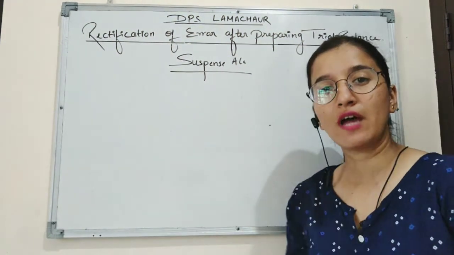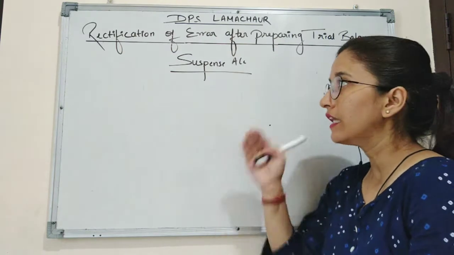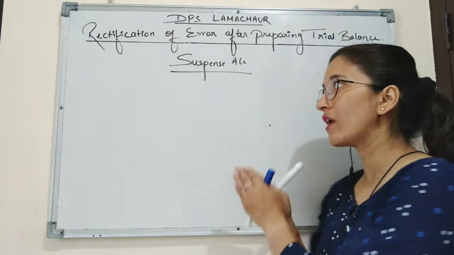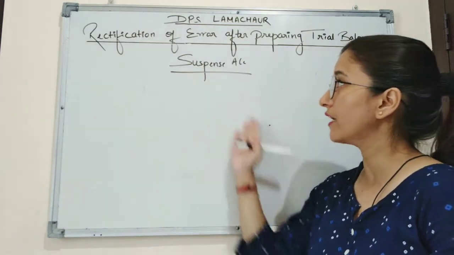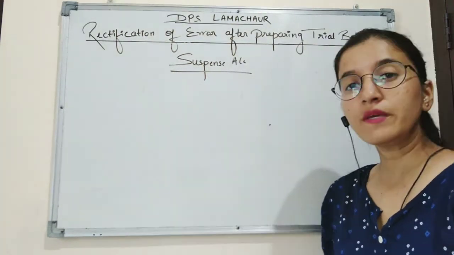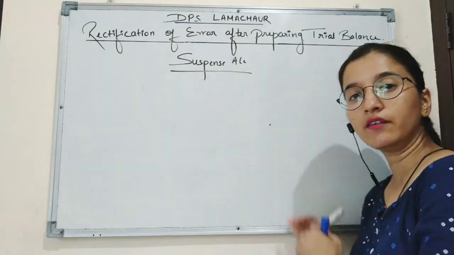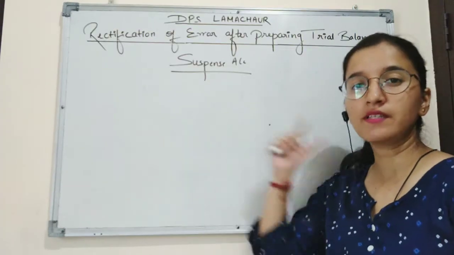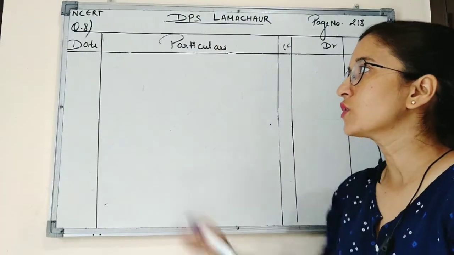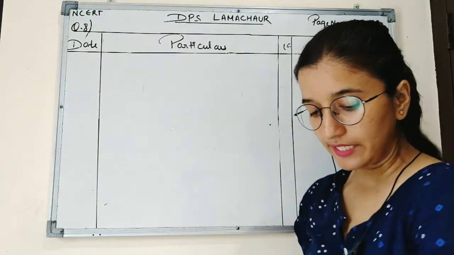See, if the trial balance does not tally due to the existence of one side error, then the accountant tallies his trial balance by putting the difference on the shorter side by suspense account. Which means if there is a difference in the total of debit balance and credit balance, that difference will be shown as suspense account. Here is question number 8 of NCERT, page number 218.